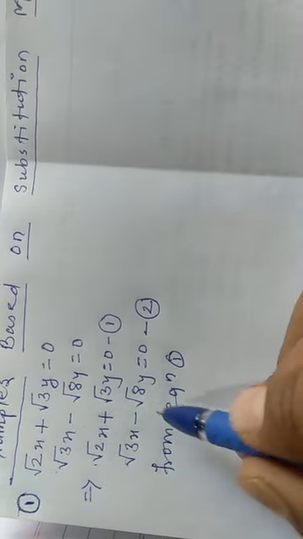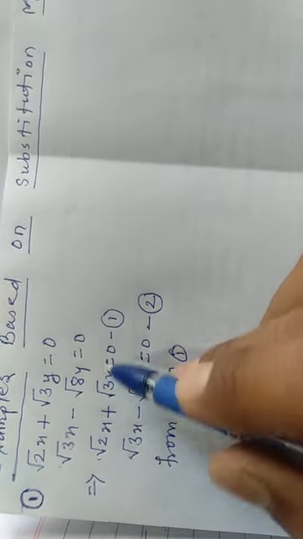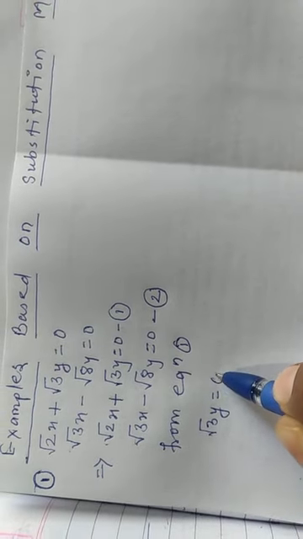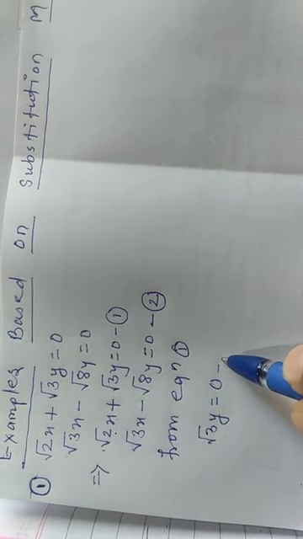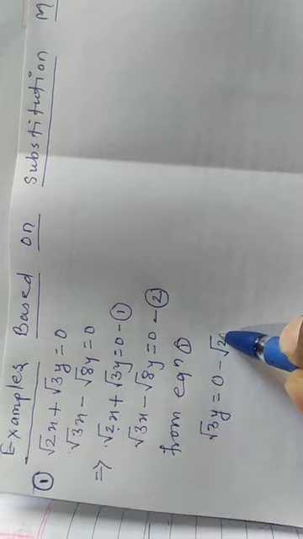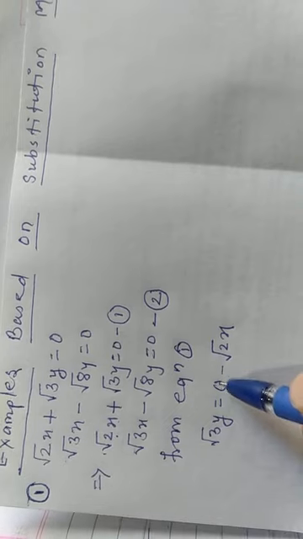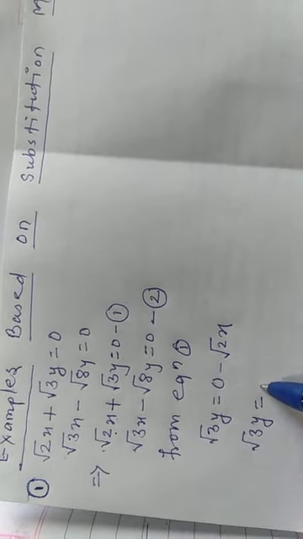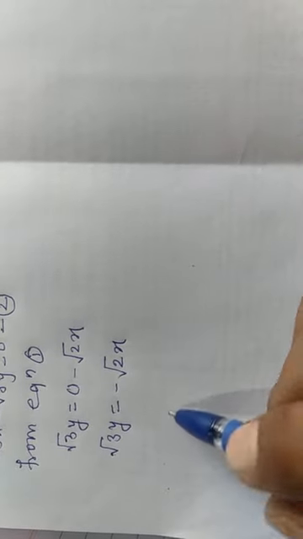So I will write here in term of y as, here I will write this 2x will shift towards right hand side. So what we get here, root 3y is equal to 0 already is there, and if we shift this root 2x towards right hand side, what we get, minus root 2x. But here no need to write this 0. This 0 we can directly remove from it. So directly what we get, root 3y is equal to only minus root 2x.